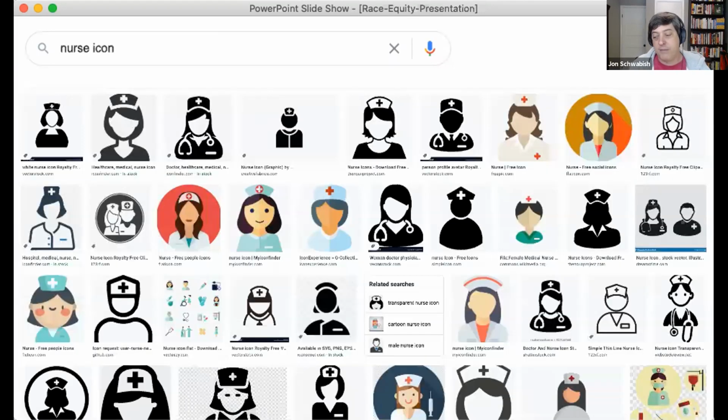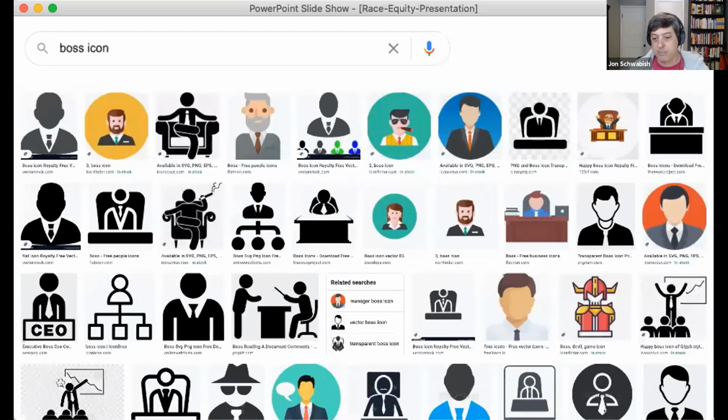Could also extend this more generally. If you go to Google right now and do a Google image search for nurse icon, you're going to find pages of icons that we would generally identify as feminine. If you did the same Google search for boss icon, you're going to find images that we would identify as masculine. So again, our imagery in our culture, in our data visualizations is still rooted in this structural racism, structural gender inequality, stereotypical depictions of people and communities. So we just need to be careful about the visualizations that we use.